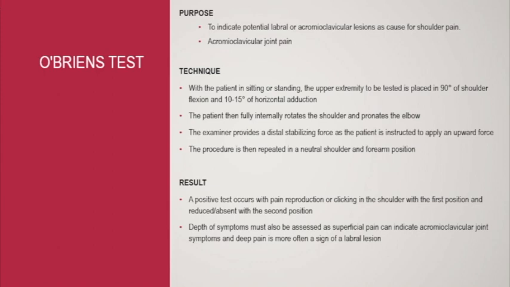A positive test occurs when there is pain or clicking in the shoulder with the first position and it is reduced or absent in the second position. This is then repeated on the opposite side. So this is all about O'Brien's test. The depth of symptom must also be assessed, as superficial pain can be indicative of the acromioclavicular joint, and if it is a deep pain, it's a sign of labral tear.